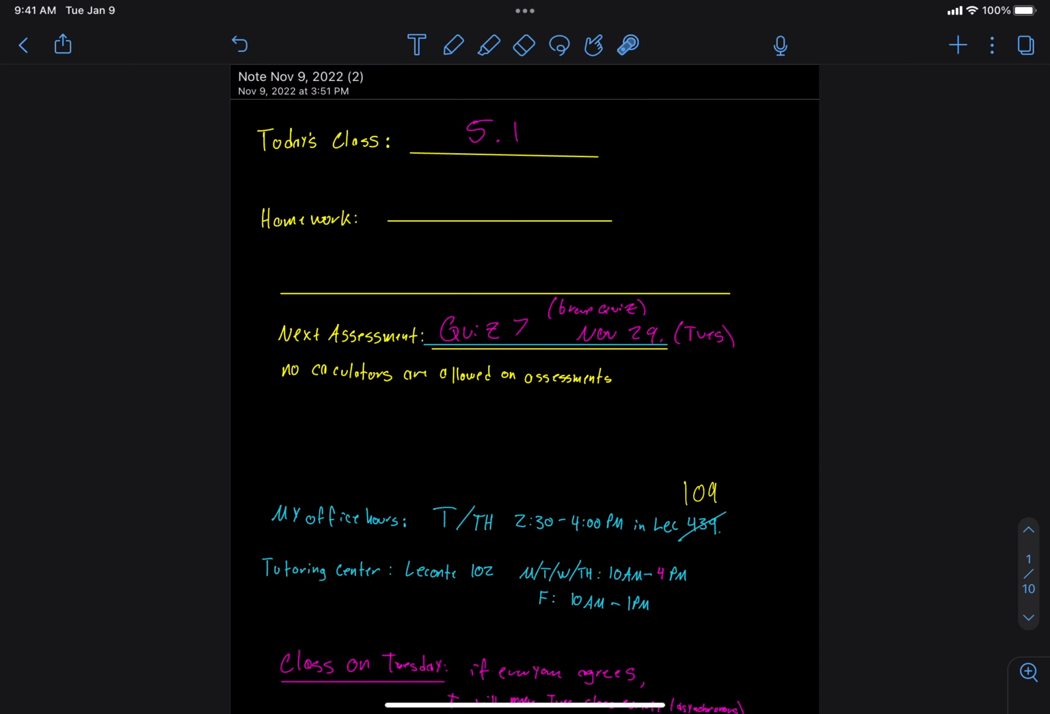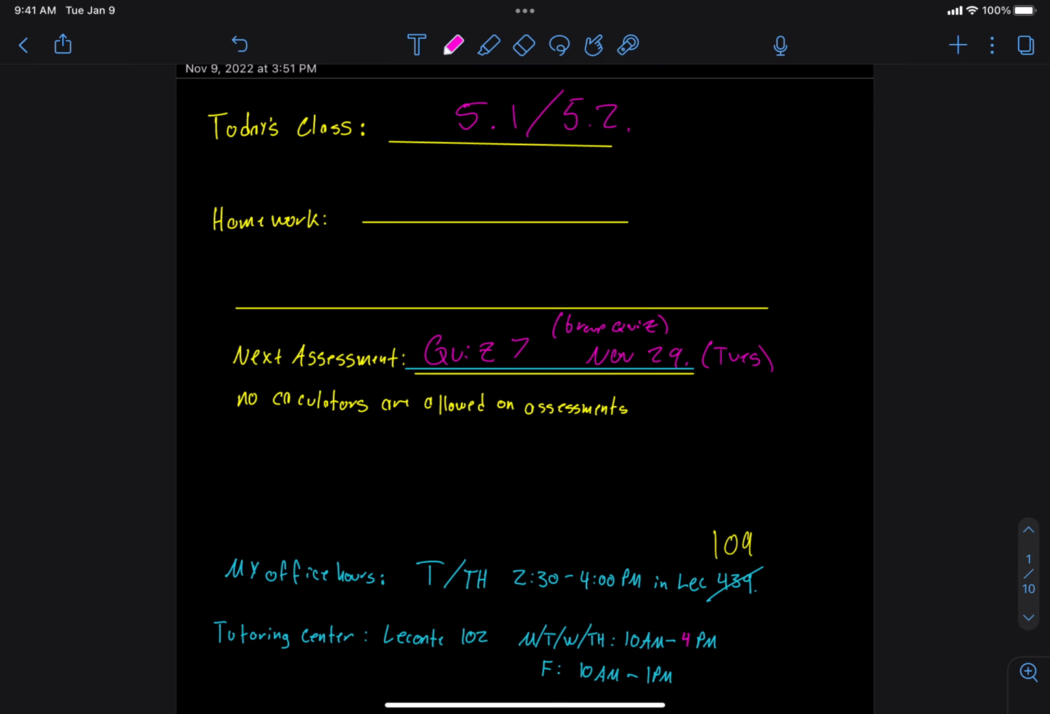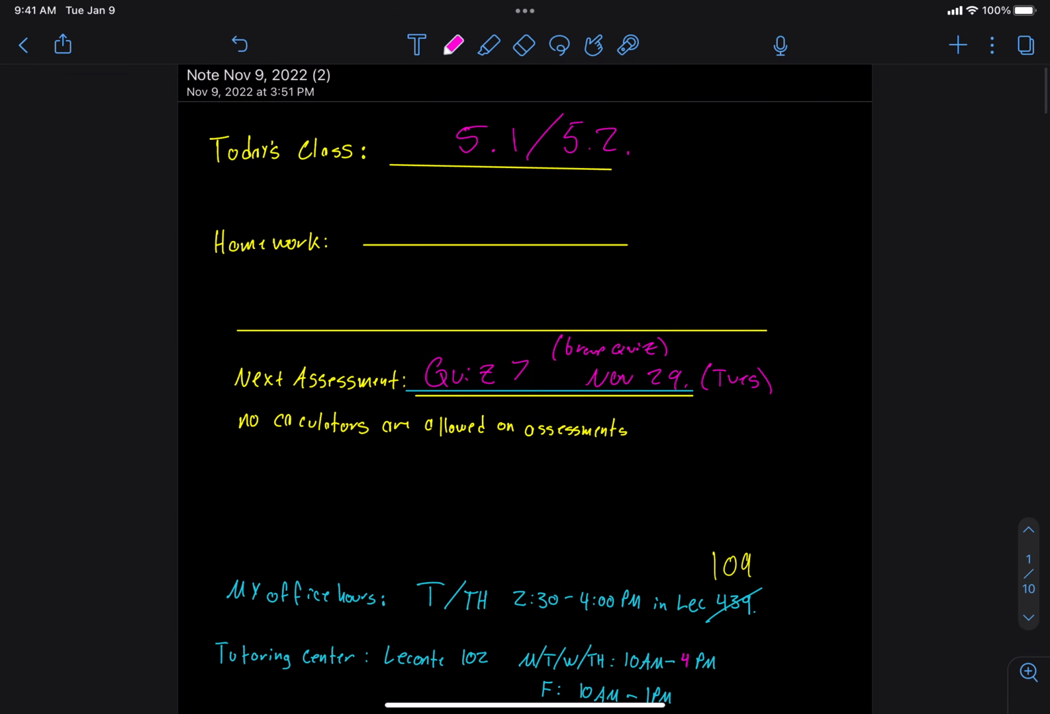Okay, so today's class, we're going to talk about section 5.1 and 5.2. We're going to get back into this trigonometric identity business, and we're going to have a good amount of group work today, I hope.